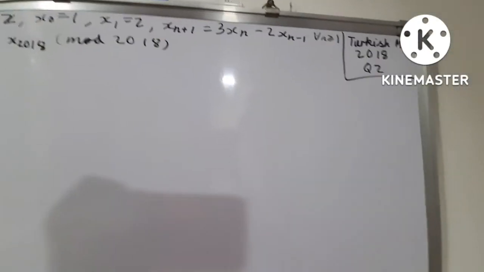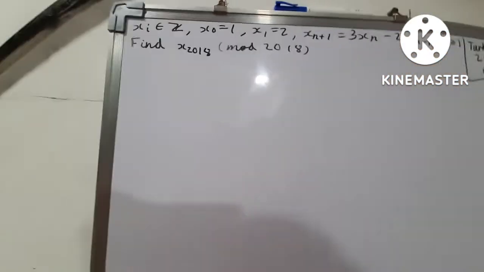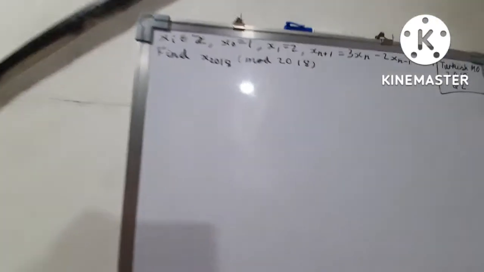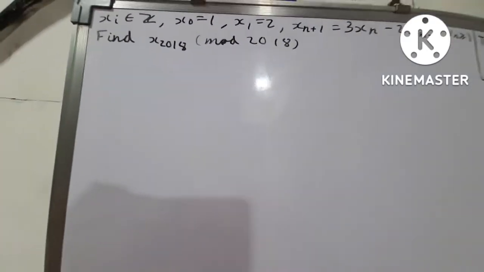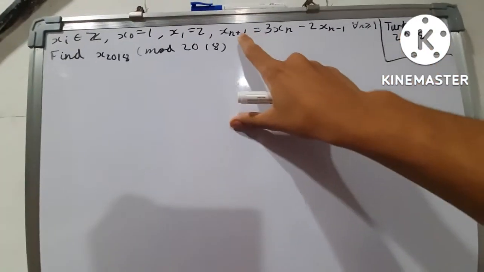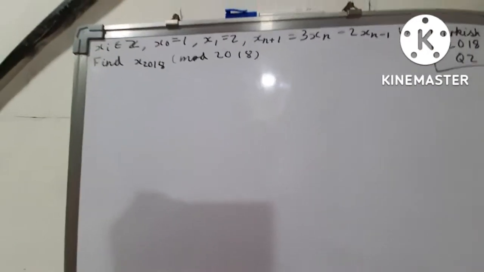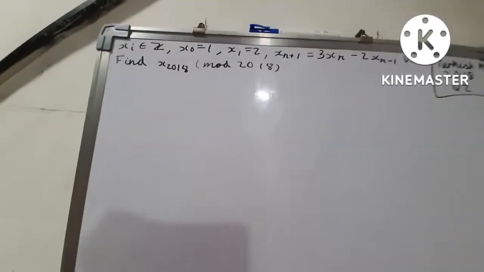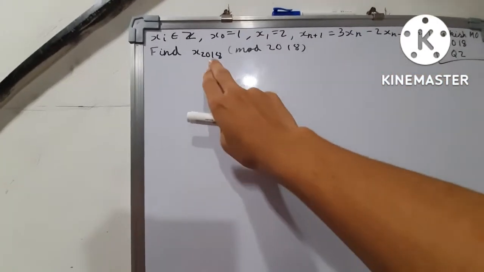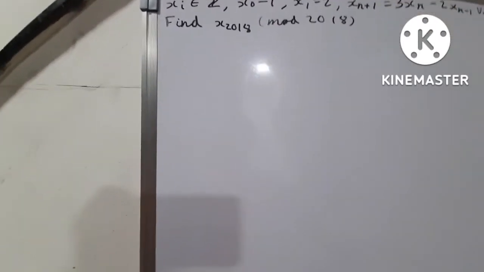This is from the Turkish Math Olympiad 2018, question number 2. We have been given a sequence of integers defined as x0 is 1, x1 is 2, and we've been given this recurrence formula for the value of x_{n+1}. We're supposed to find the residue mod 2018 of x_2018.